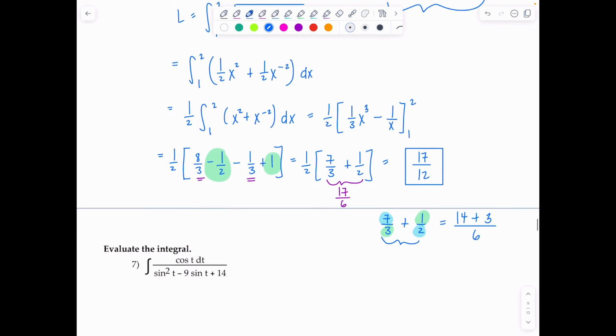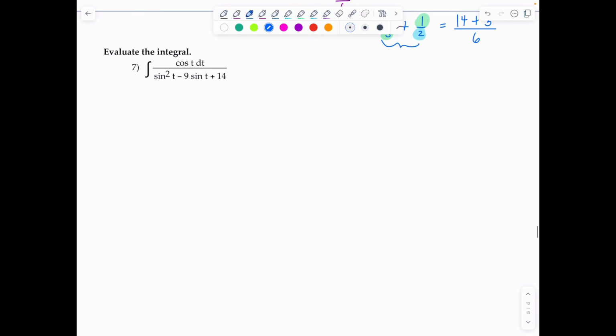Good. I love it. Now, just a mixed bag of integrals and then the surface area problems coming up. So evaluate the integral. We have cosine t dt over sine squared t minus 9 sine t plus 14. So u-sub first, right? The denominator is quadratic in nature in terms of sine. I would love to get rid of that cosine in the top, so we can do that just by doing a slick little u-sub. Let's let u equal sine t, and then du is cosine t dt. So we're going to have du over, now the denominator becomes u squared minus 9u plus 14.